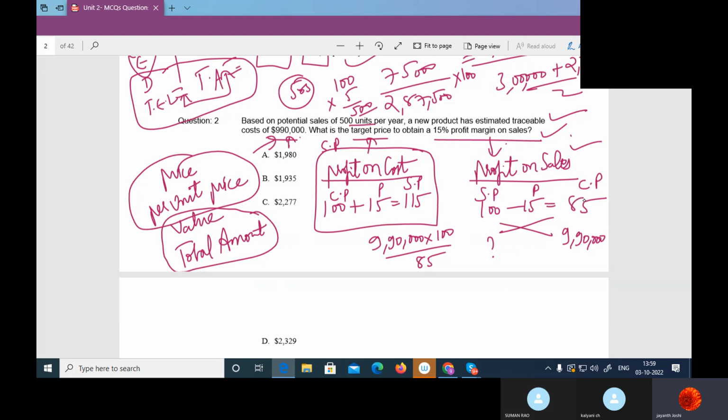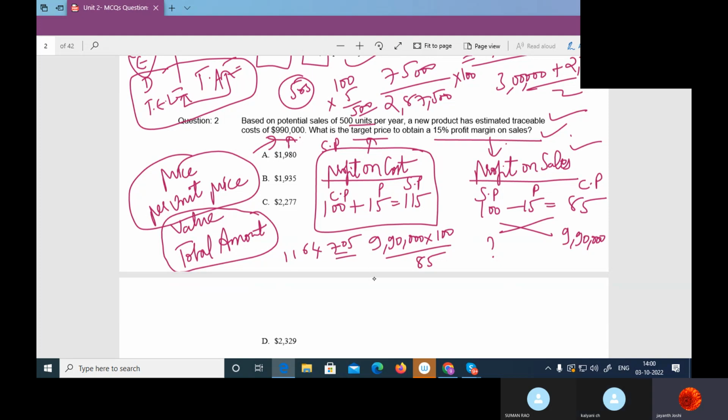If something has cost you 85 and you are selling at 100, then for a total cost of 9,90,000, what will be the selling price? Come on, why are you not telling me? Yes, sir. 11,64,705 is the selling price. Yes, so 9,90,000 into 100 divided by 85, so it is 11 lakhs 64,705, which you can see is more than the cost. So this is the selling price for the entire 500 units.